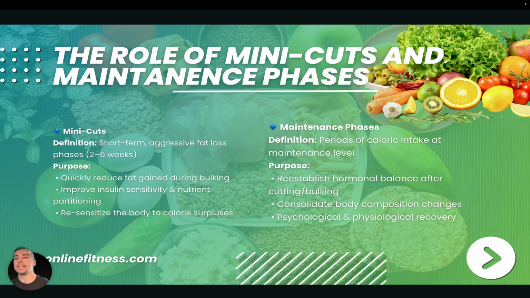So the role of mini cuts and maintenance phases. The maintenance phase is like what we just mentioned, and this is basically just maintaining your overall calorie intake. Mini cuts are known as a short-term aggressive fat loss phase. This lasts from 2 to 6 weeks. This is to quickly reduce fat gain during bulking and improve insulin sensitivity and nutrient partitioning. So it is to resensitize the body to calorie surpluses.